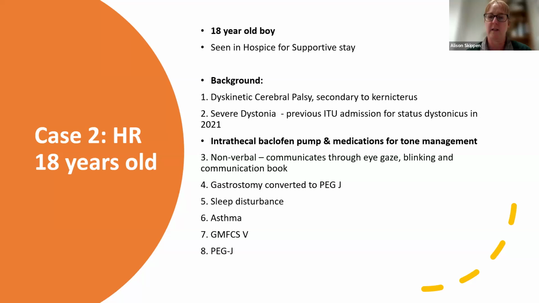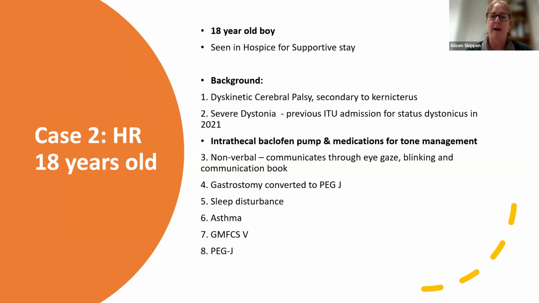He had a background history of dyskinetic cerebral palsy, which was secondary to kernicterus, which is because of high bilirubin. I think he was actually from Pakistan and was born in Pakistan, and his kernicterus had happened there. His dyskinetic cerebral palsy meant that he had a really severe movement disorder. He had severe dystonia that had led to him going into ITU for status dystonicus, probably when he was about 12 or 13 years old.